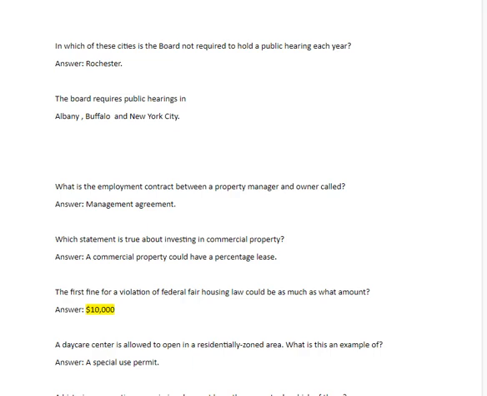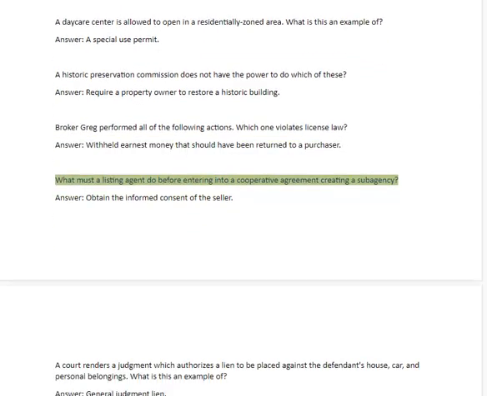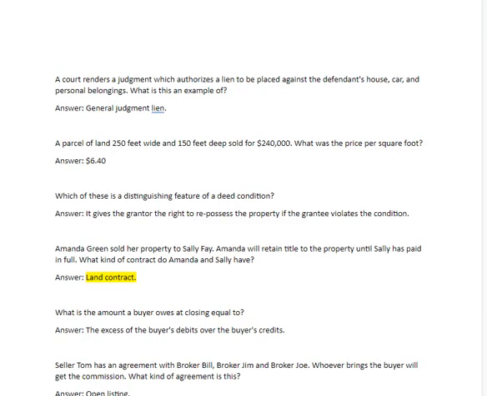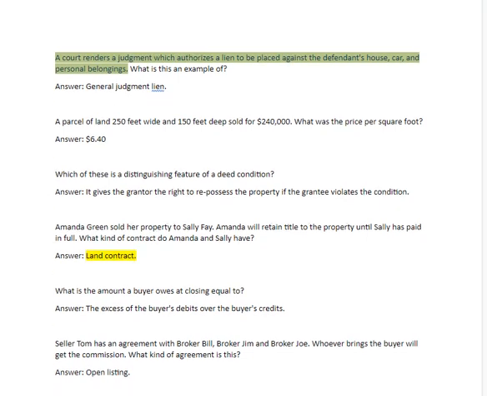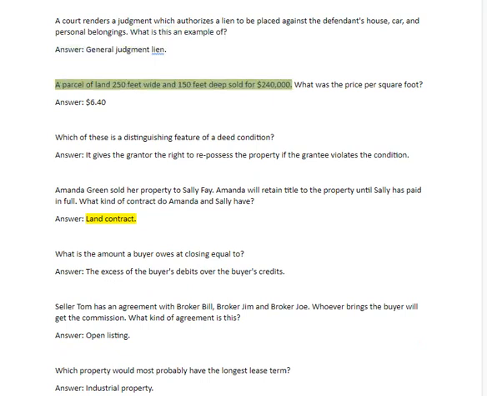Broker Greg performed all of the following actions. Which one violates license law? Answer: withheld earnest money that should have been returned to a purchaser. What must a listing agent do before entering into a cooperative agreement creating a subagency? Answer: obtain the informed consent of the seller. A court renders a judgment which authorizes a lien to be placed against the defendant's house, car, and personal belongings. What is this an example of? Answer: general judgment lien.